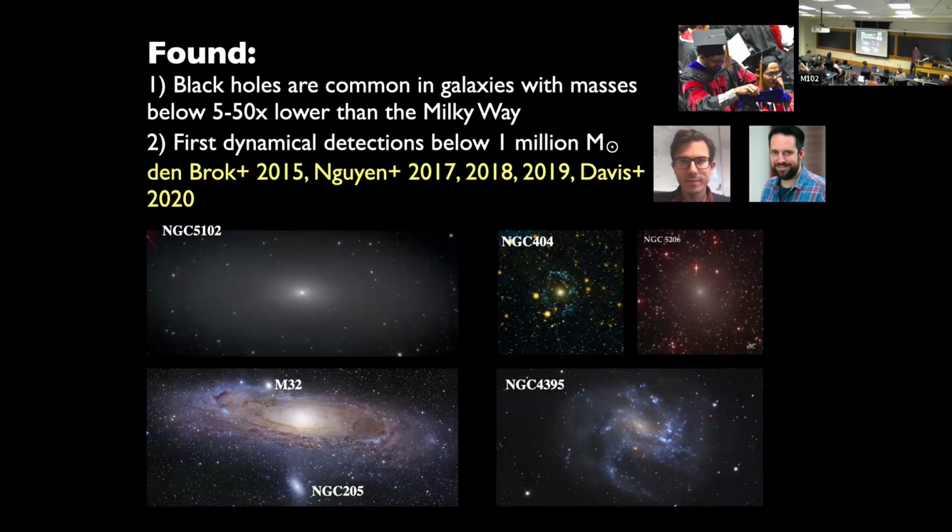Sorry, can I ask a question about that? Say 5 to 50 times lower, is that the mass of the galaxy or the mass of the black hole? Yeah, the stellar mass of the galaxy. The masses of the black holes are still consistent with the Milky Way, except for the first dynamical one below 1 million? Yeah, almost all of these are below 1 million solar masses, but they're not scaled down by 5 to 50 times. They're less than that. But the Milky Way, it turns out, actually has a pretty low mass black hole for its stellar mass. Andromeda has a black hole that's 100 times bigger in essentially the same mass galaxy.